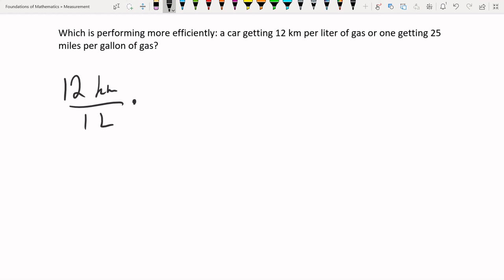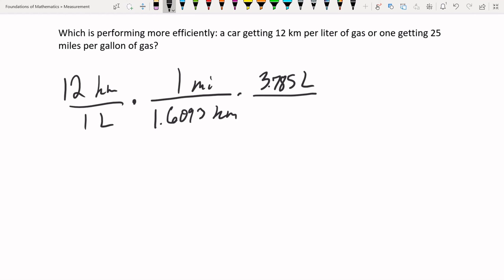So the first step, I've got my conversion chart off to the side here. Let's change kilometers to miles. 1.6093 kilometer equals 1 mile. And then I need to change liters to gallons. And that is 3.785 liters to 1 gallon. And this gives me miles on top, gallons on bottom, miles per gallon. Now all we have to do is do the multiplication and division.